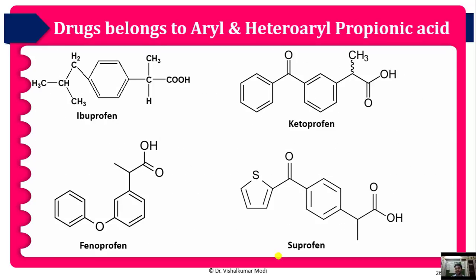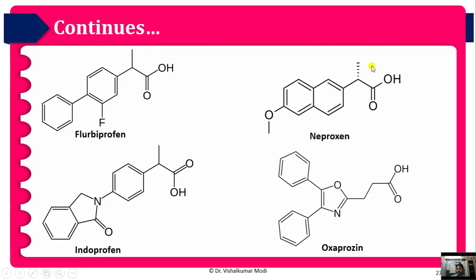Drugs belonging to aryl and heteroaryl propionic acid are ibuprofen, in which there is a propionic acid attached to the aromatic ring, ketoprofen, in the same way propionic acid attached to the aromatic group, fenoprofen, suprofen, flurbiprofen, naproxen, indoprofen and oxaprozin.